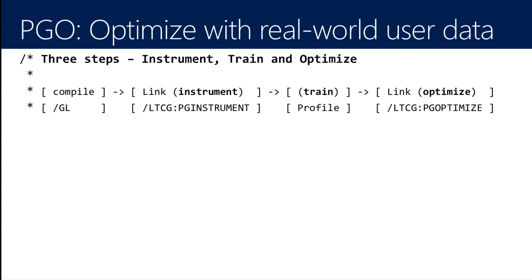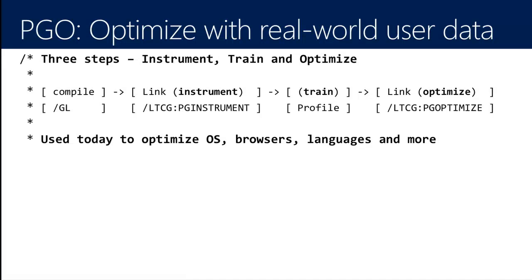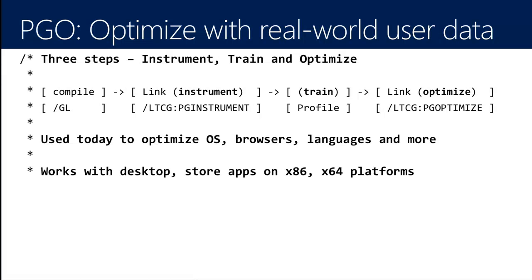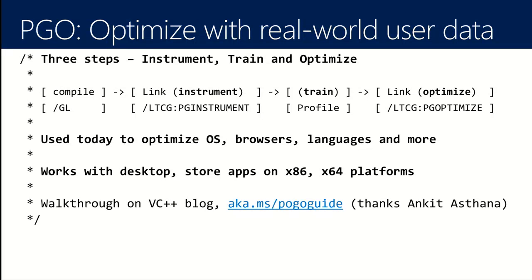This is what it looks like. You typically compile, then you'll link and instrument it, you'll train it, and then do the optimization. It's used today to optimize operating systems, browsers, languages, and more, things like SQL Server internally. Works with desktop, store apps on x86 and x64 platforms. And there's a walkthrough. Venkat Asthana wrote that walkthrough, and he's the PM right now. So if you have any feedback on this, questions, make it easier, et cetera.